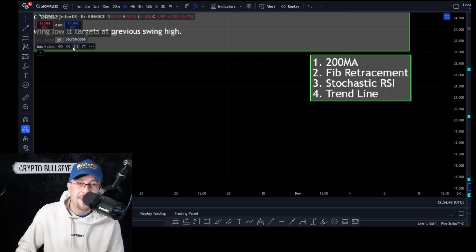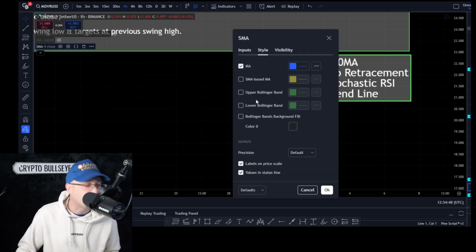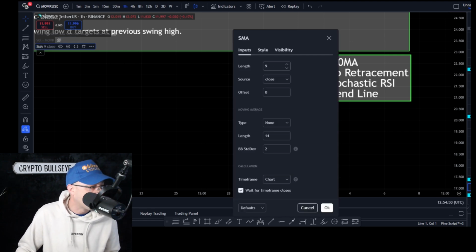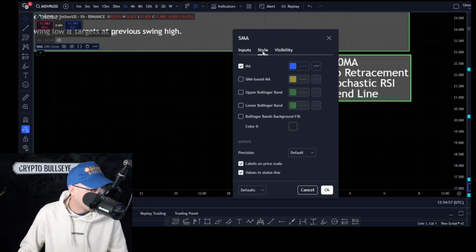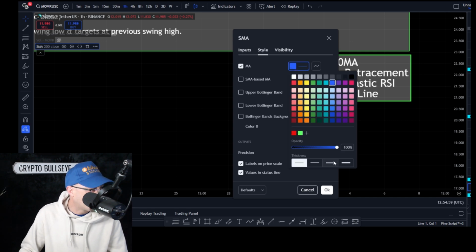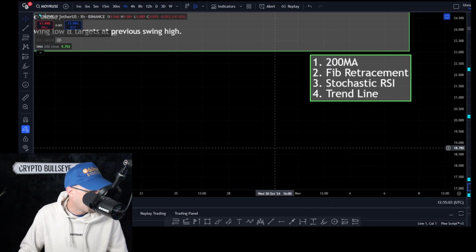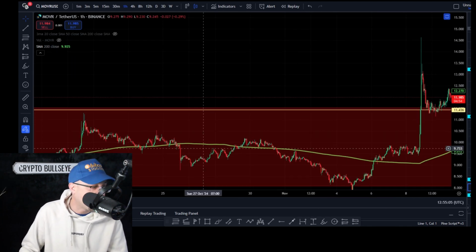What we can do is amend the settings on there. So we're going to click the settings, and we're going to go inputs, length. That's 9 days at the moment. We're going to change that to 200 days, and then we're going to make it thick like that, and we'll turn it green so it's more visible. So let's check that now. Got your 200 daily moving average.